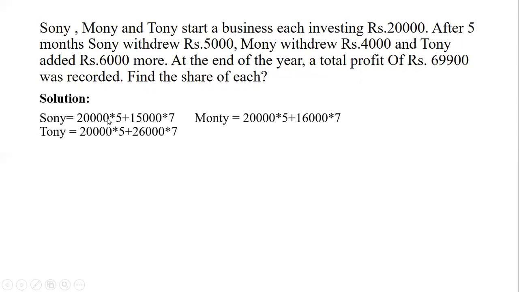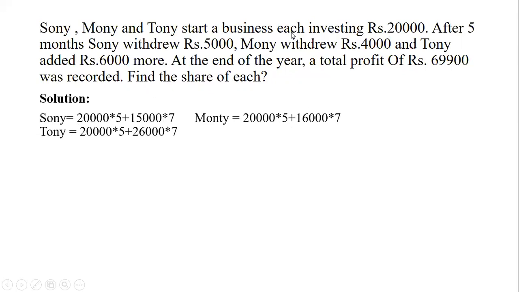Sony invested 20,000 for 5 months, and for the remaining 7 months he withdrew 5,000. So which means from this 20,000 you need to subtract this 5,000. So you will get 15,000, and that amount is invested for the remaining 7 months. Similarly for Monty, Monty invested 20,000 for 5 months plus he withdrew 4,000. So which means 20,000 minus 4,000, he invested only 16,000 for the remaining 7 months.